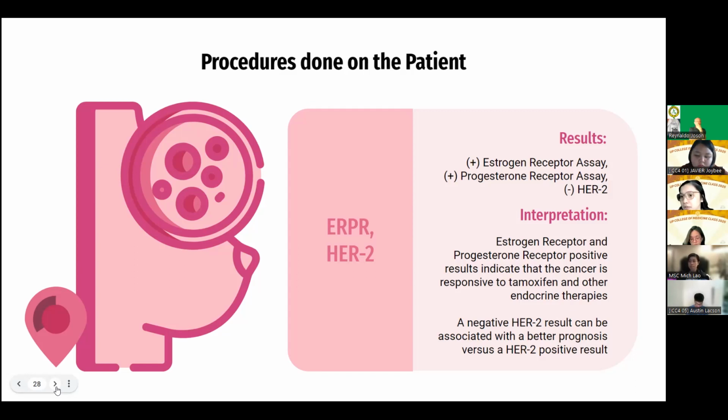This is because estrogen receptor and progesterone receptor positive types of breast cancer indicate that the cancer can be responsive to tamoxifen and other endocrine therapies. It has also been observed in studies that a negative HER2 result is associated with better prognosis compared to a positive HER2 result. Next slide, please.